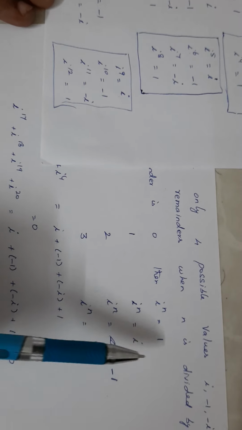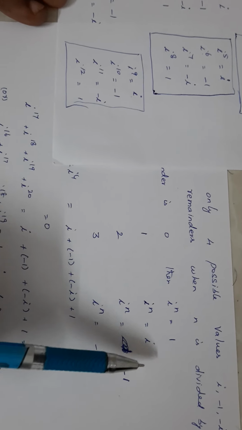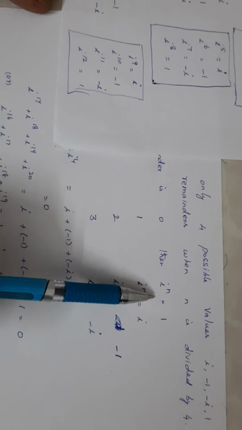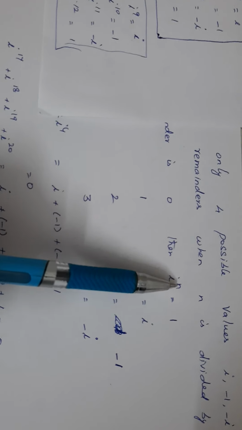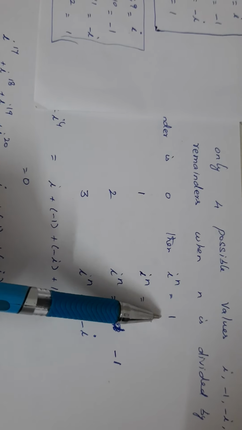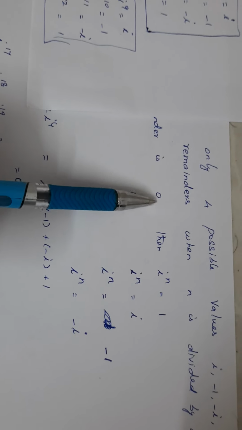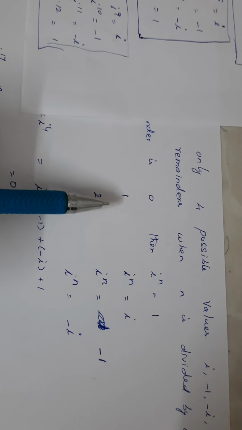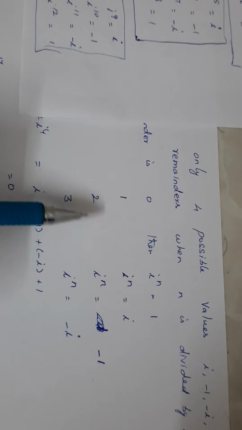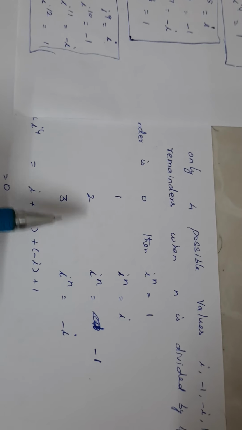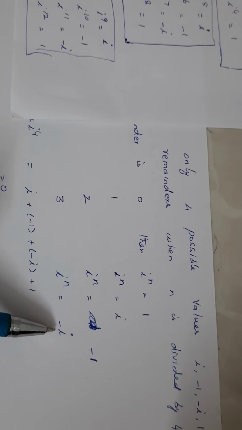Right? So the same 4 values will get repeated. And how will you find out the value of i to the power n? If n is too big, divide n by 4 and look at the remainder. If the remainder is 0, it will be equal to 1. If it is 1, it will be equal to i. If it is 2, it is equal to minus 1. And if it is 3, it is equal to minus i.